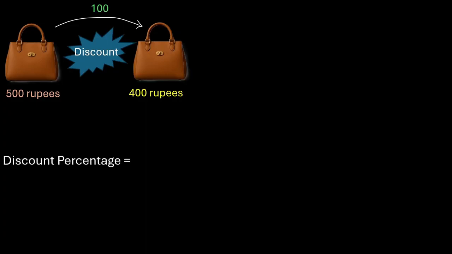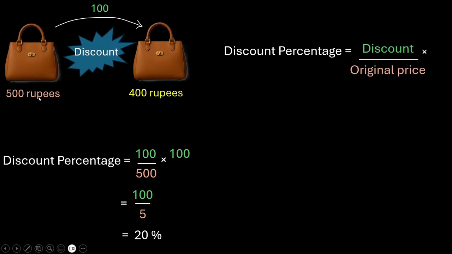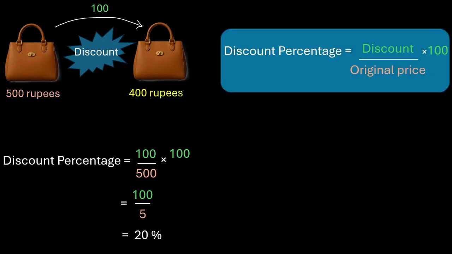You know the formula for percentage change, right? It is the change, which is 100, upon original value, which is 500, into 100. So these two zeros would cancel out with these two. It becomes 100 by 5, which is 20%. So we have received a discount of 20%. Now using this, can we generate a formula for discount percentage? Let's try. So discount percentage is equal to this change, which is nothing but the discount, upon original price into 100. And that's the formula for discount percentage.